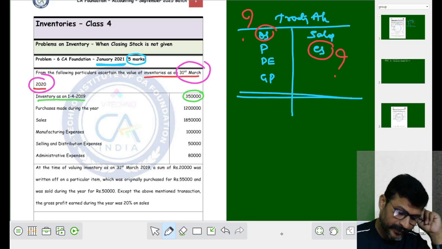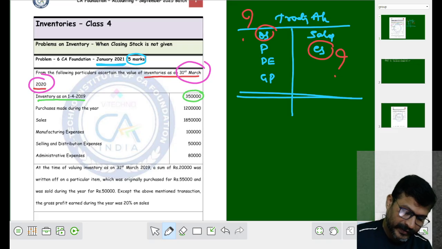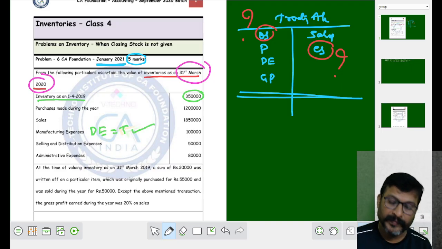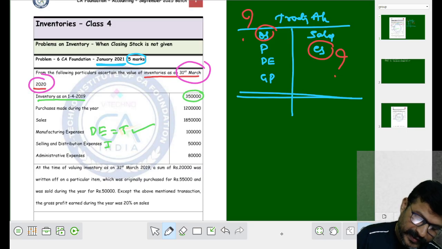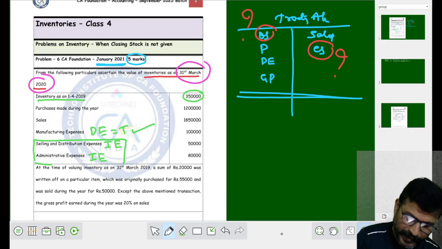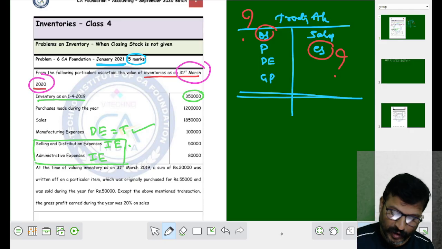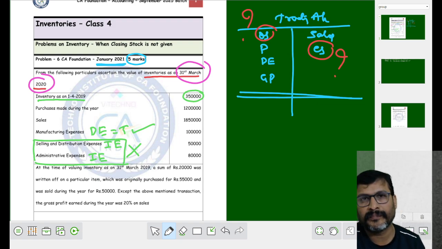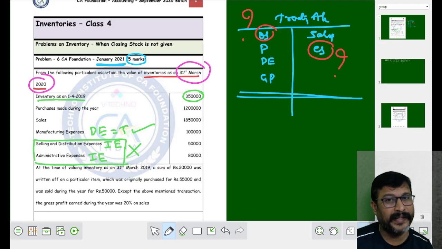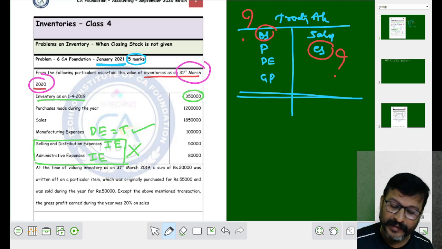What is actually given? Purchases is given, sales is given, manufacturing expenses is a direct expense which comes in what account? Trading account. Selling and distribution expenses are indirect expenses. Administrative expenses are indirect expenses. These two expenses come in the P&L account but not in the trading account. I repeat, selling and distribution, administrative expenses are the indirect expenses. They come in your profit and loss account but not in the trading account.